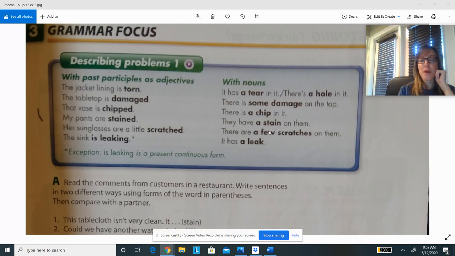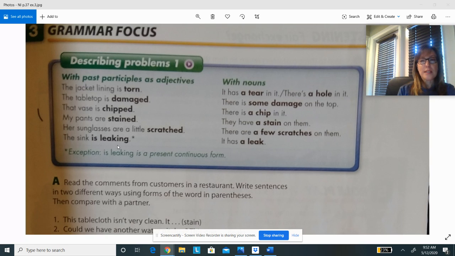This is another modifier. A few is similar to some, but you can only use a few, that modifying phrase, with countable nouns, not non-count. So I could say there are some scratches or there are a few scratches on them, but I cannot say there is a few damage. Don't use a few with non-count nouns.